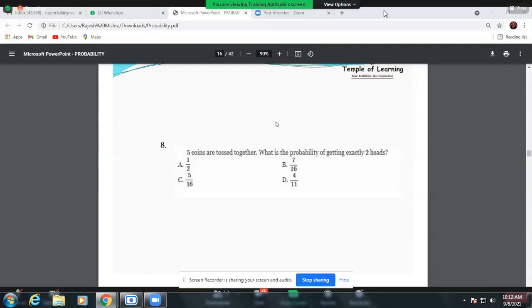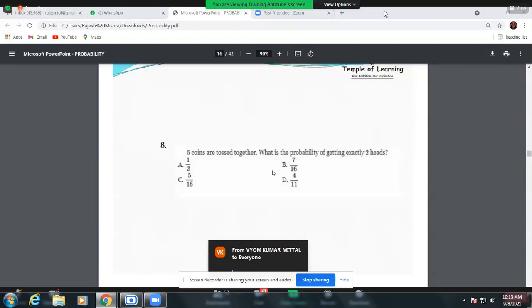Yeah, I'm waiting for you to respond to my query. Yes, students. Five coins are tossed together. Option C, 5 by 16. Akash, Mahendra, Vyom, Priyanka, everybody is saying 5 upon 16.